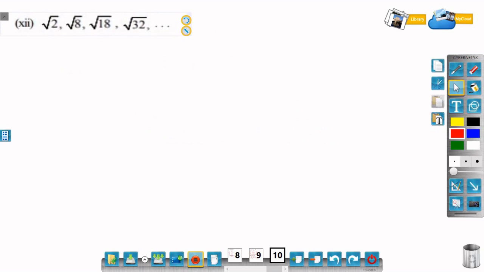In 12th one, first term is root 2, second term is root 8, third term is root 8, fourth term is root 32. So let us find the common difference. A2 minus A1. A2 is root 8 minus A1, which is root 2.